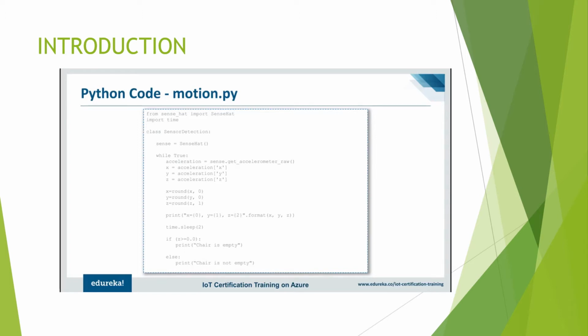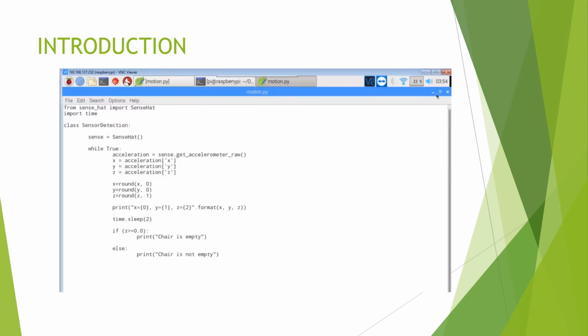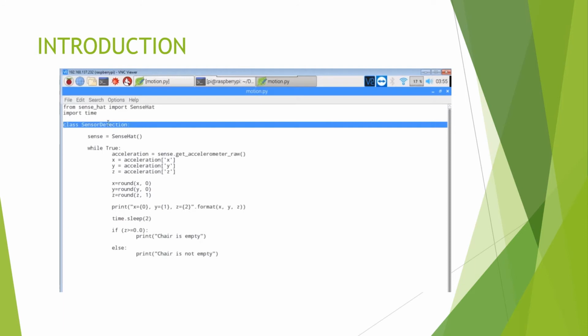Let's go to VNC viewer and understand this code properly. So this is the code motion.py. What we are doing is we are importing the SenseHat package, and we would need the SenseHat package so that we can work with the SenseHat on top of the Raspberry Pi. We're also importing the time package so that we can put the Raspberry Pi to sleep. After importing these two packages, we are writing the entire code inside this class, which we have named sensor detection.